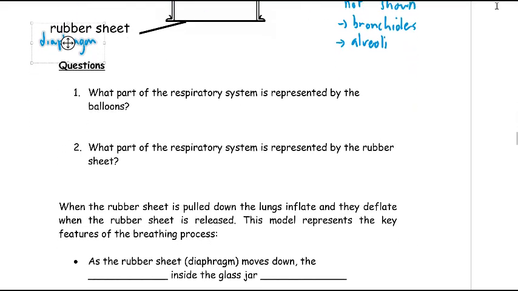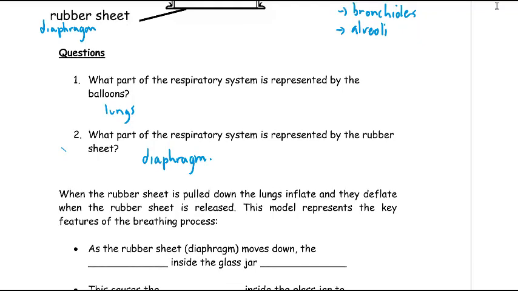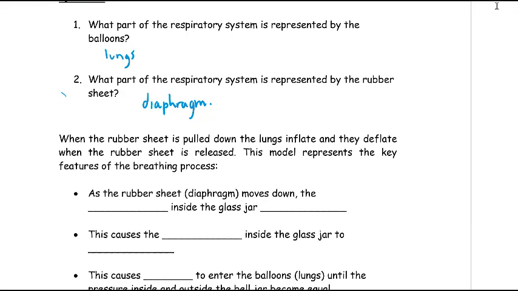Now, a few wee questions that we might get in this. What part of the respiratory system is represented by the balloons? Is the lungs. And the part represented by the rubber sheet is the diaphragm. Not diagram. Diaphragm. When the rubber sheet is pulled down, the lungs inflate and they deflate when the rubber sheet is released. This model represents the features of the breathing process.